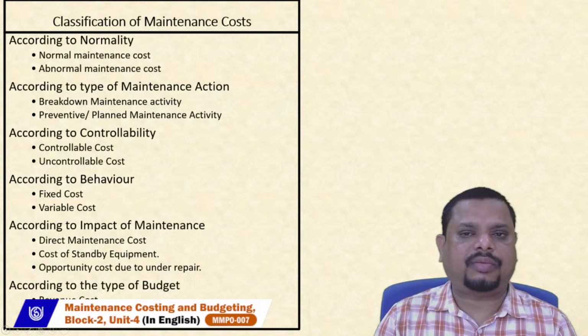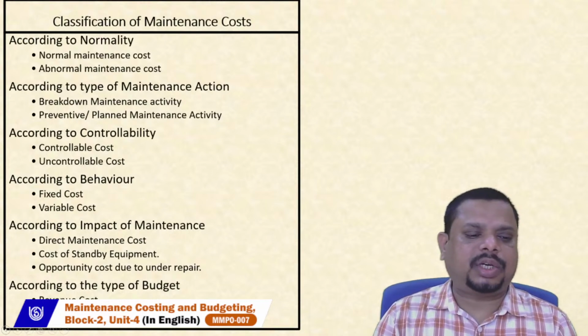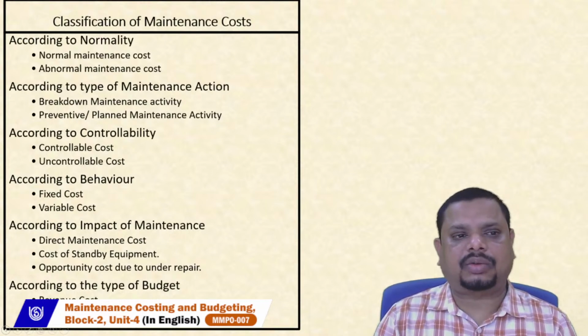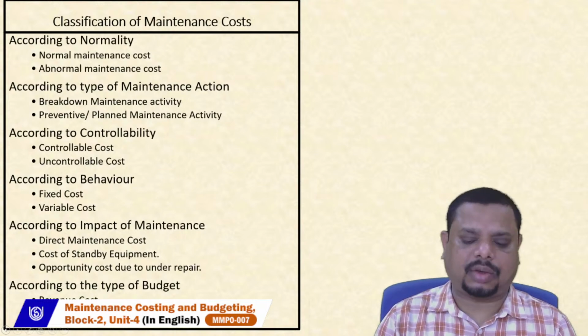According to the impact of maintenance, we have direct maintenance cost, cost of standby equipment, and the last one, opportunity cost due to equipment under repair. Moving to the next one, according to the type of budget, we have revenue cost and capital cost. So these are the different aspects of classification of maintenance cost.